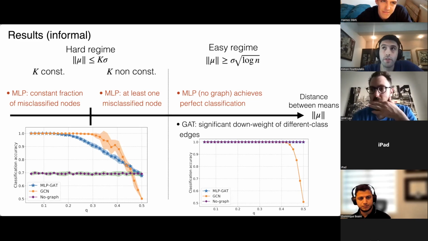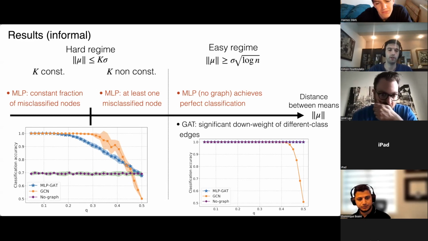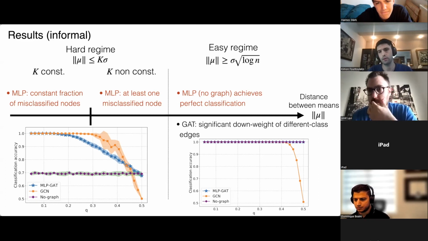So for the real data, we could not control how many. We could not control the noise. So we don't have a plot as a function of Q, let's say, for real data. But we did a lot of real data experiments. But this is real data, right? This is not real data.